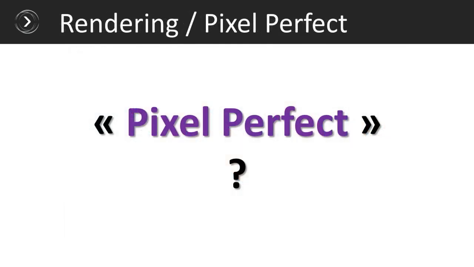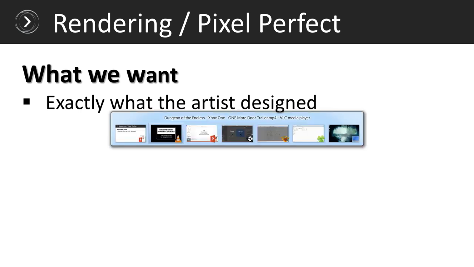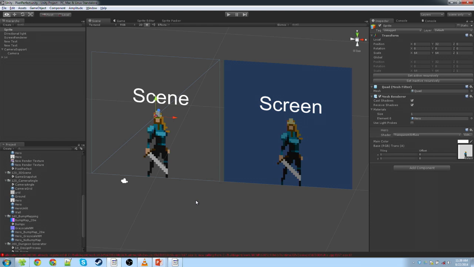So when you want pixel art in your game, you want to have what we call pixel perfect rendering. But what is it exactly? It's pretty simple. What you want in your game is to have exactly what the artist designed showing on screen. So let me show you a quick example. Here's the demo scene. On the left side, you have what represents the scene of the game, and here is the screen of the game.